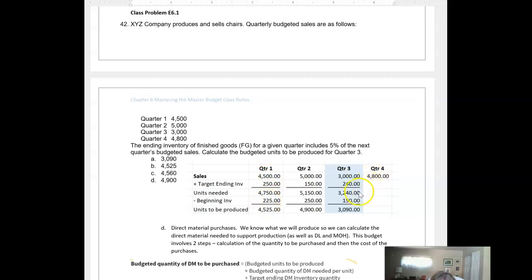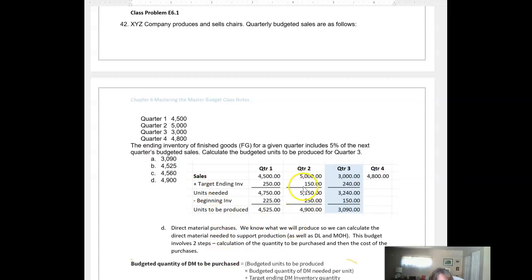So in quarter 3, we needed 3,240. We're going to have 150 on hand anyway, so we only need to produce 3,090 units. 3,090. Okay, so we'll pick this up with direct material purchases.